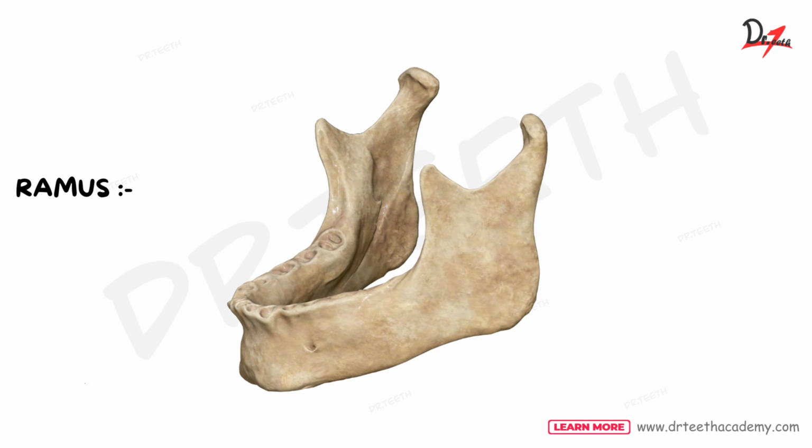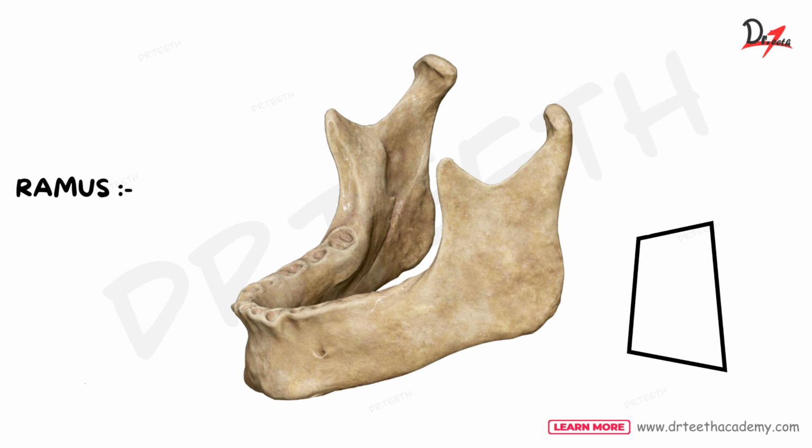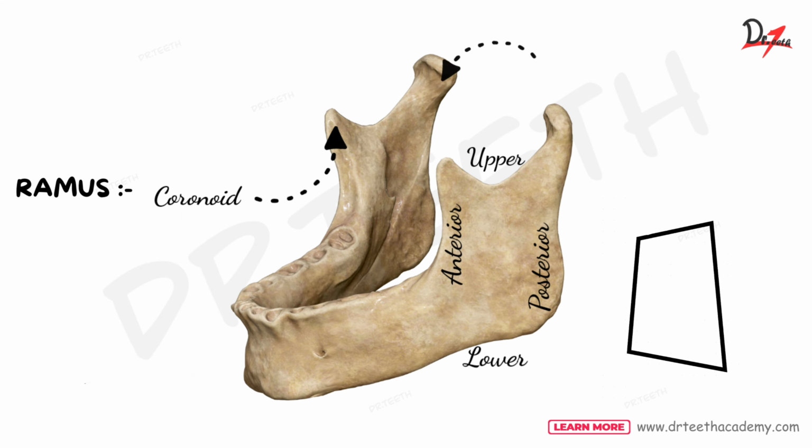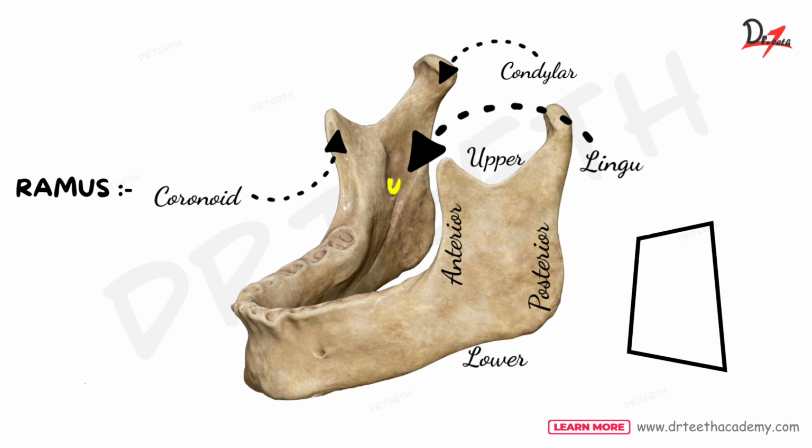Now, let's talk about the ramus. It is quadrilateral in shape and has two surfaces, which are lateral and medial. There are four borders, which are upper, lower, anterior, and posterior, and two processes, coronoid and condylar. The lateral surface of the ramus is flat and bears a number of oblique ridges. The medial surface of the ramus has the mandibular foramen, a sharp tongue-shaped projection called the lingula, and the mylohyoid groove.